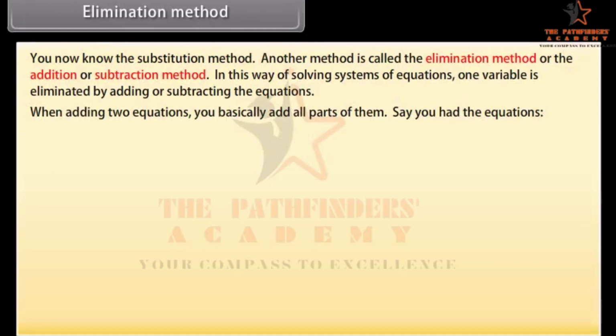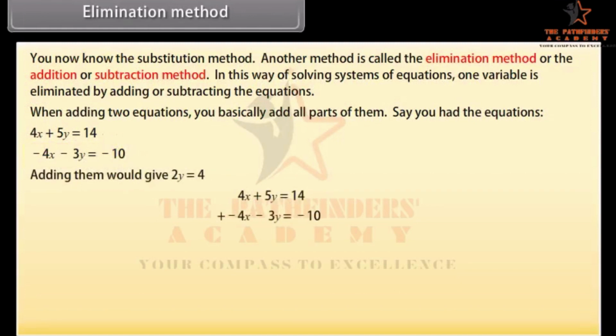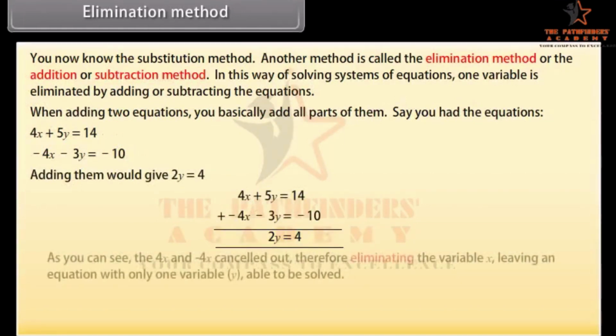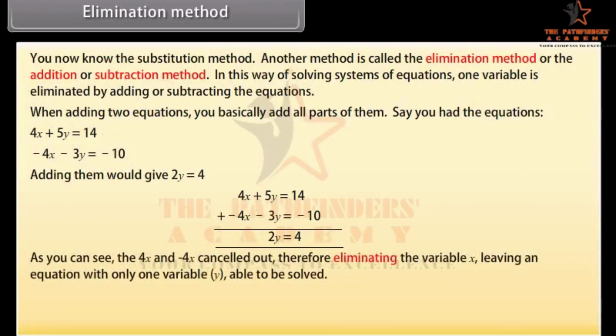Say you had the equations 4x plus 5y is equal to 14, and minus 4x minus 3y is equal to minus 10. Adding them would give 2y as 4. As you can see, the 4x and minus 4x cancelled out, therefore eliminating the variable x, leaving an equation with only one variable y able to be solved. 2y is equal to 4. y is equal to 2.